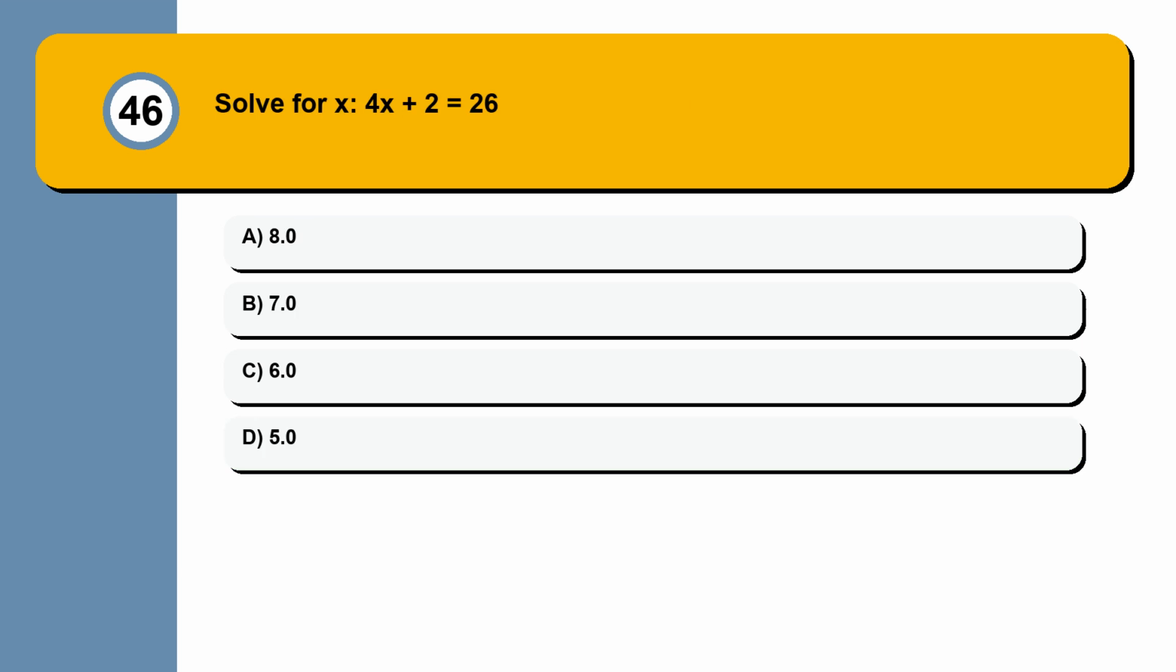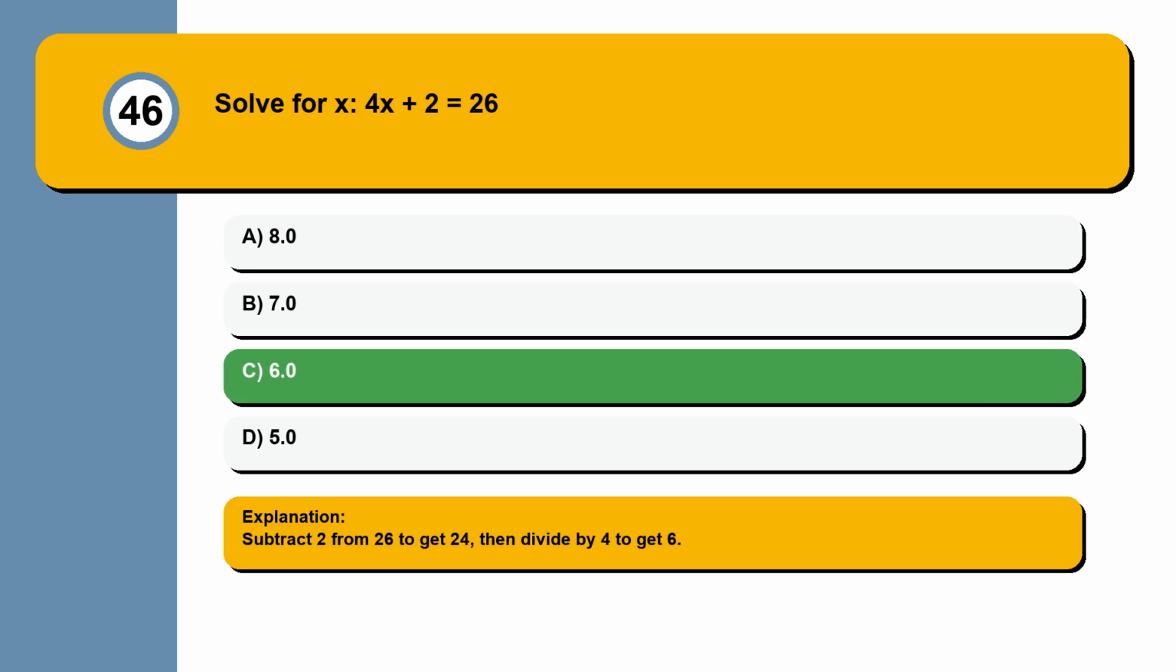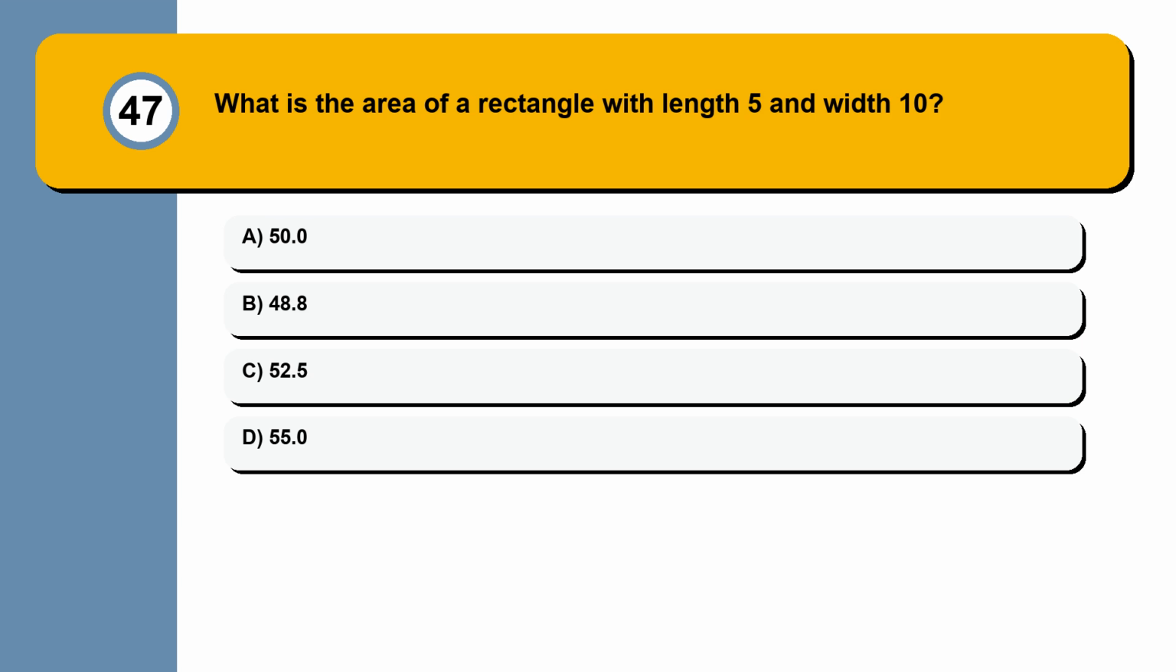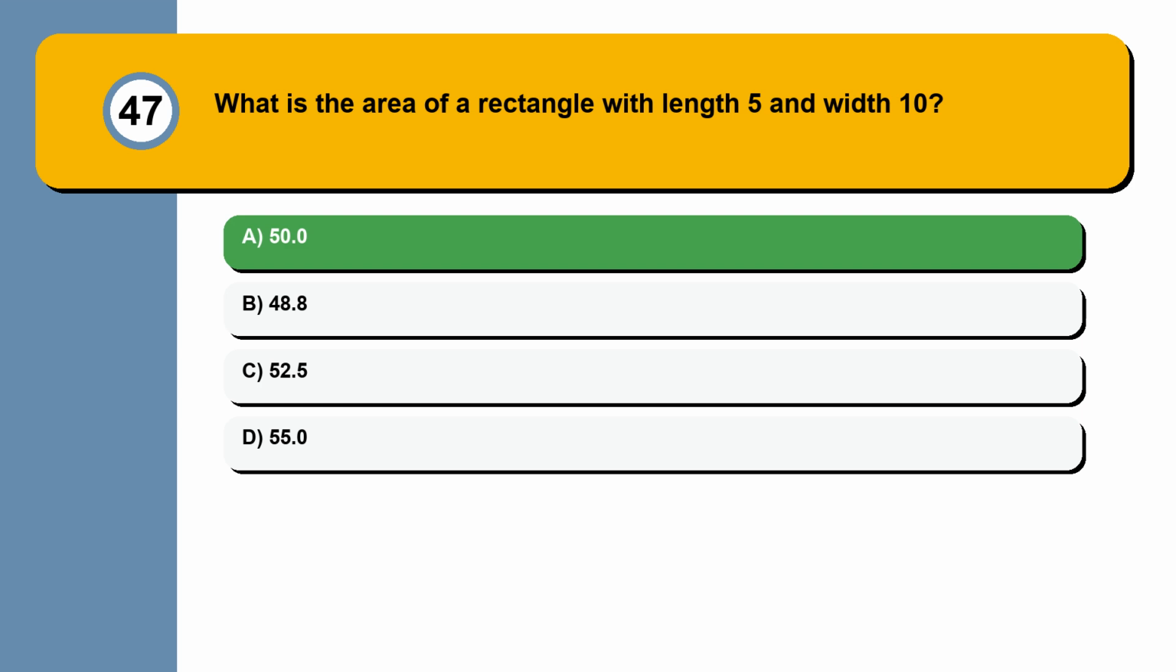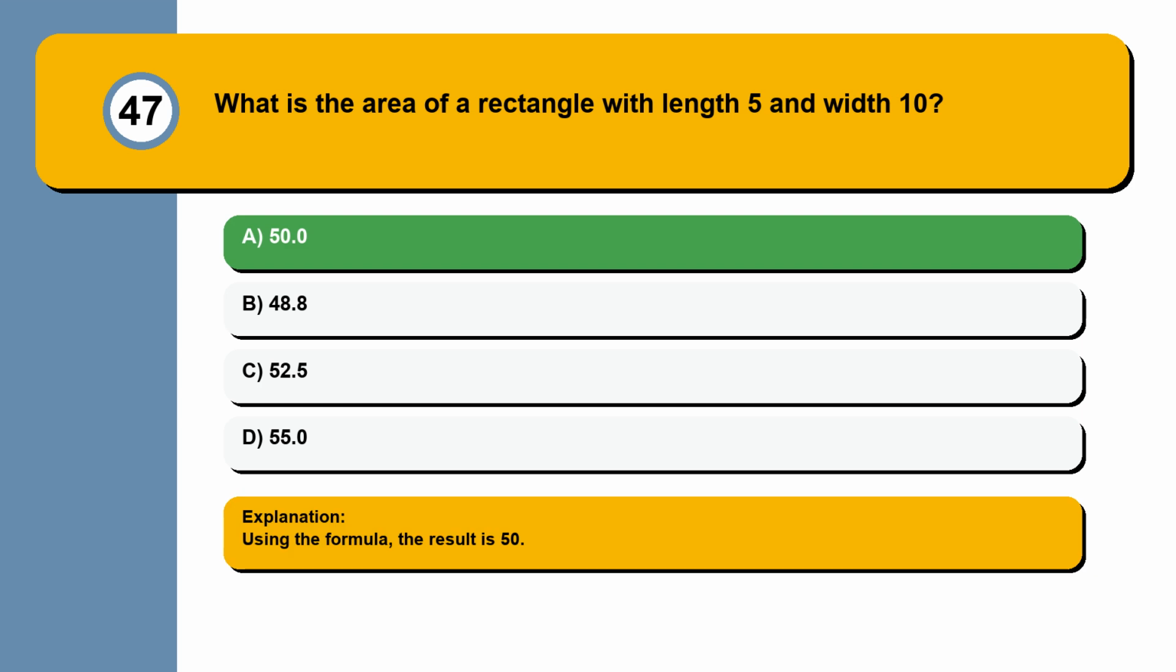Question 46. Solve for x. 4x plus 2 equals 26. 8.0, 7.0, 6.0, 5.0. Subtract 2 from 26 to get 24, then divide by 4 to get 6. Question 47. What is the area of a rectangle with length 5 and width 10? 50.0, 48.8, 52.5, 55.0. Using the formula, the result is 50.